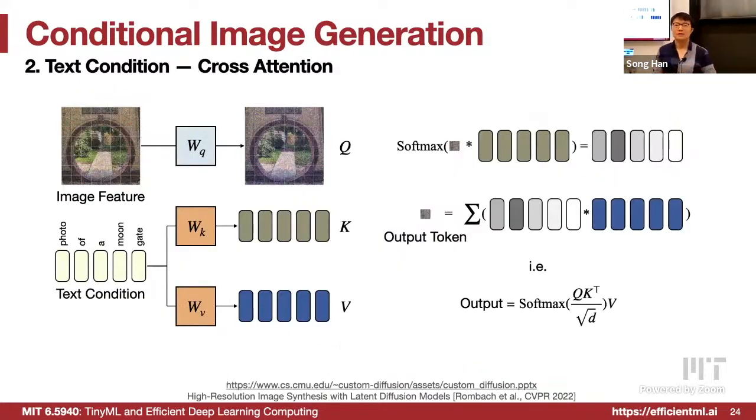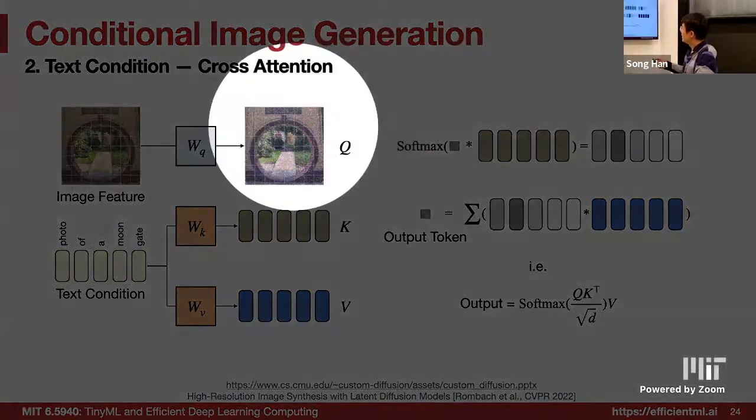How do we add the text condition? Now we have two modalities. One is the image modality, the other is the text modality. In visual language models, like the VLA we discussed in previous lectures, we find it's possible to project image and language, both of them, into tokens, right? And as a result, we can use cross attention to combine image and language.